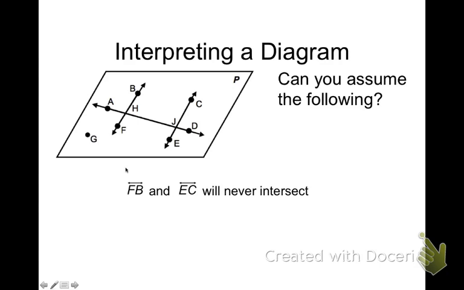How about line FB and line EC? Can we assume that they will never intersect? What type of lines never intersect? Parallel lines. Anywhere on here is it telling me that I have parallel lines? No. So if these lines continued on and on forever, they may eventually intersect. I can't assume that they would never intersect because nowhere in that diagram is it telling me that they can't. Okay? All right.